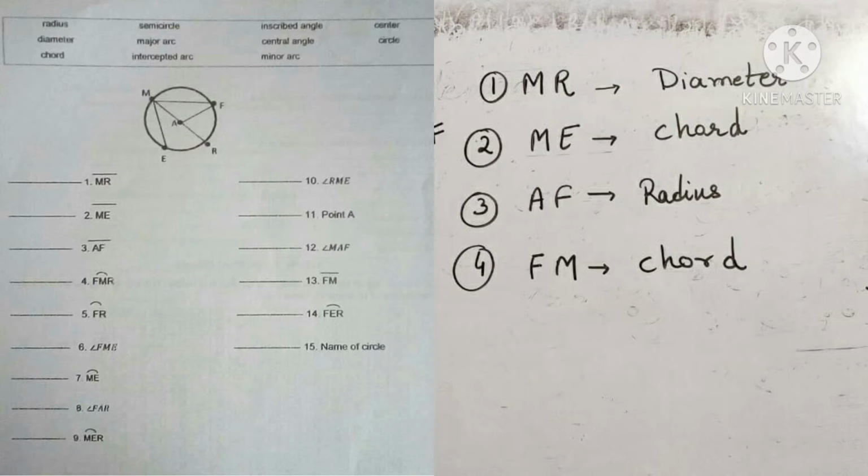Now what is AF, which is asked in point number 3? AF is the radius of the circle because one point lies on the circle, and another point lies on the center of the circle. So this is the radius of the circle, which is also equal to half of the diameter of the circle. Similarly, what is the name given to the segment FM? FM is a chord of the circle as it joins 2 points on the circle, but it doesn't pass through the center of the circle.